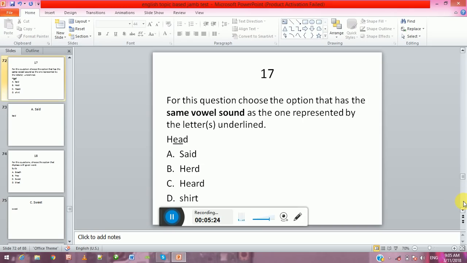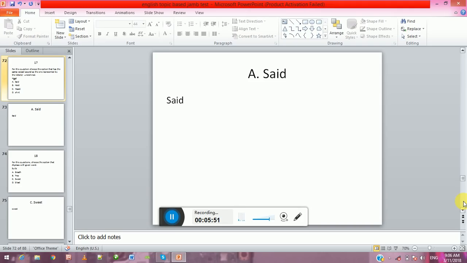For this question, choose the option that has the same vowel sound as the one represented by the letters underlined. The word is head, and the letters are E-A. So A is said, B is heard, C is heard, D is shared. So we can see that A is the answer. Head, said.